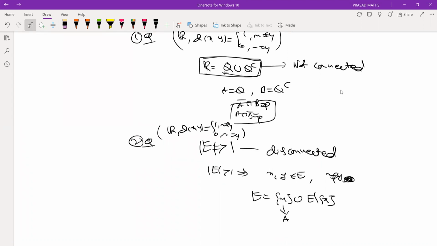This can be treated as A, this can be treated as B. Therefore, these two are disjoint separated sets. Therefore, E is represented as a union of two non-empty separated sets. Therefore, E is not connected, and it is disconnected. Any set containing more than one element with respect to the discrete metric is disconnected.